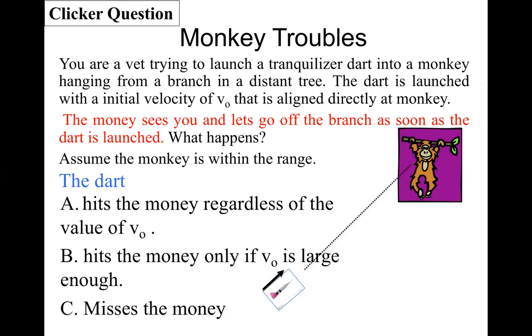And what happens? Let's say the dart is aimed directly at the monkey at the moment, but as soon as we fired the dart, the monkey let go. Will you be able to hit the monkey? Assume the monkey is well within the range. Obviously, if you're too far away, you cannot. Nothing you can do. But we'll assume the monkey is within your range. Do you think your dart will hit the monkey, or would it miss the monkey, or would it depend?